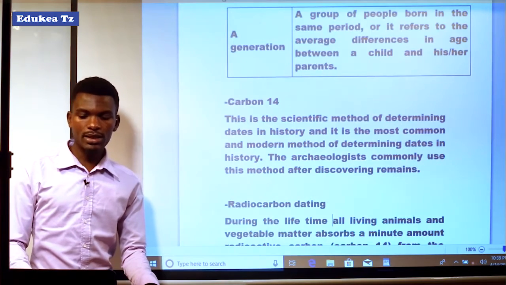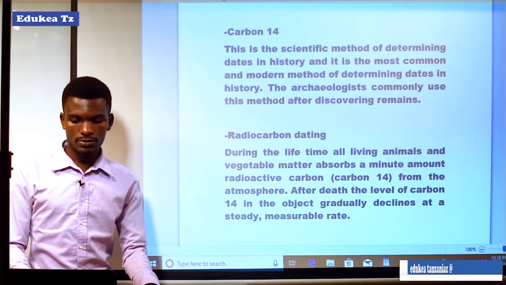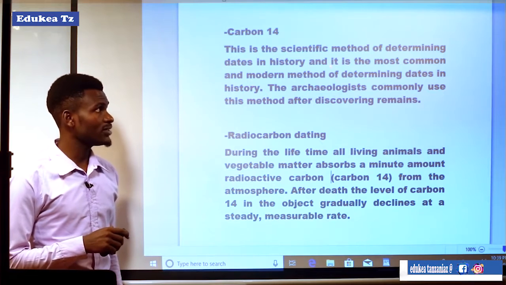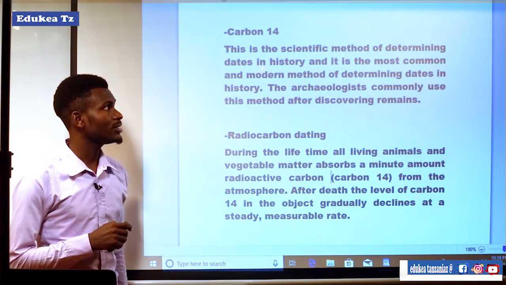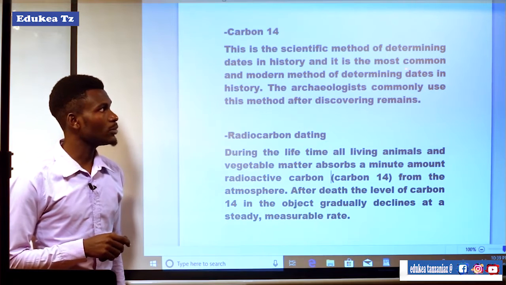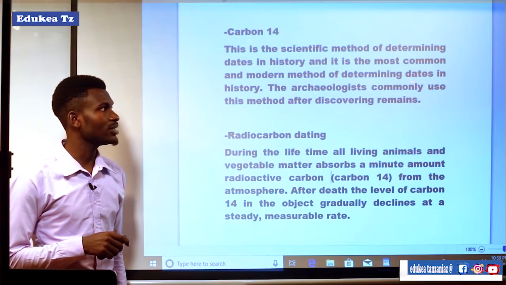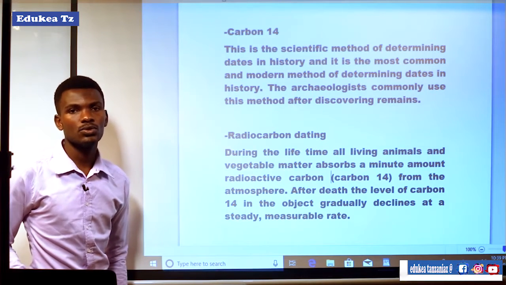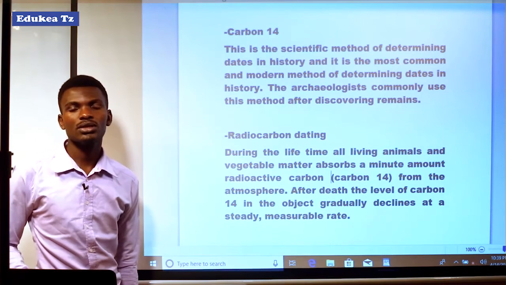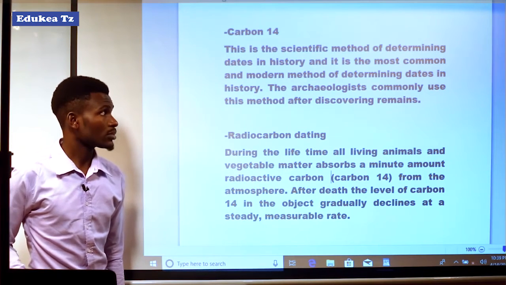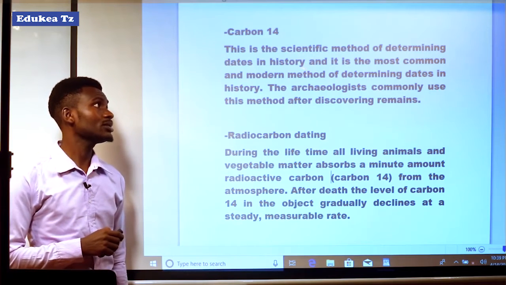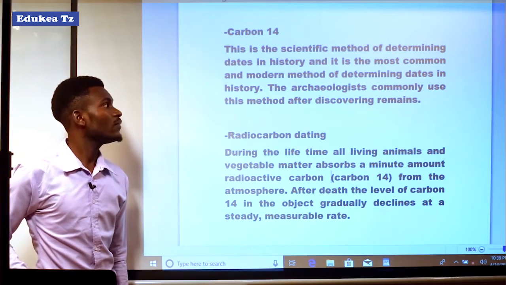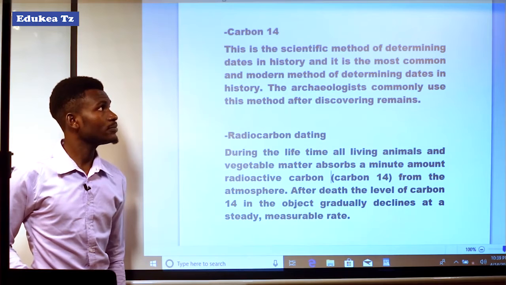So let us see carbon 14. What is carbon 14? This is the scientific method of determining dates in history, and it is the most common and modern method of determining dates in history. It means that carbon 14 is the method used by historians, by the people who have specialized in determining dates in history, to determine the dates of historical information.